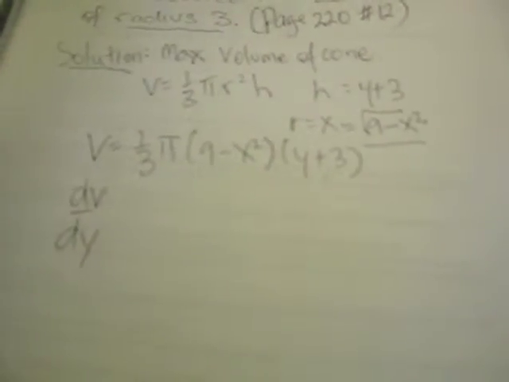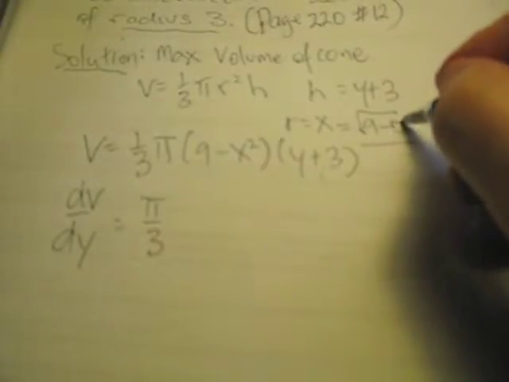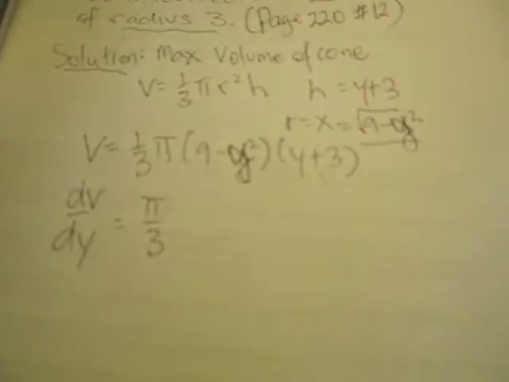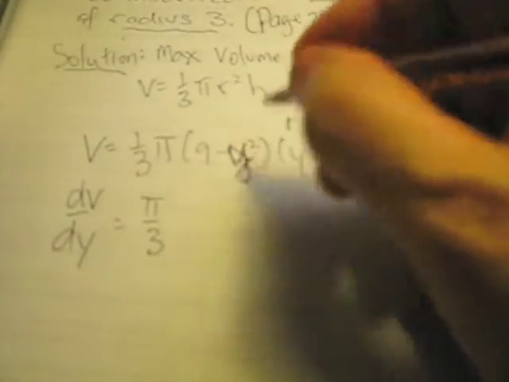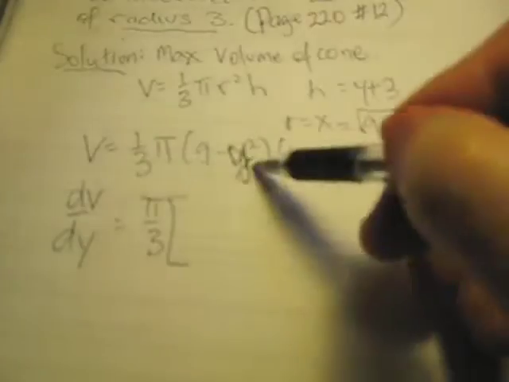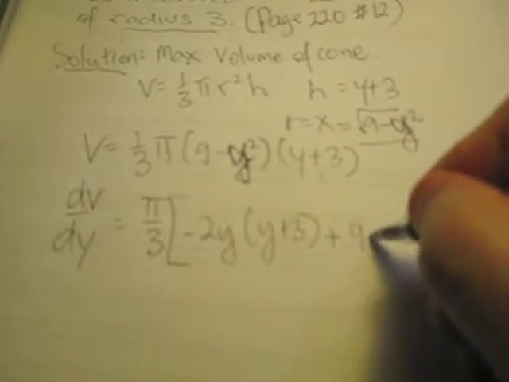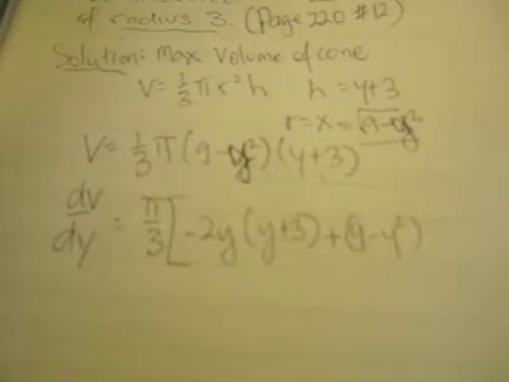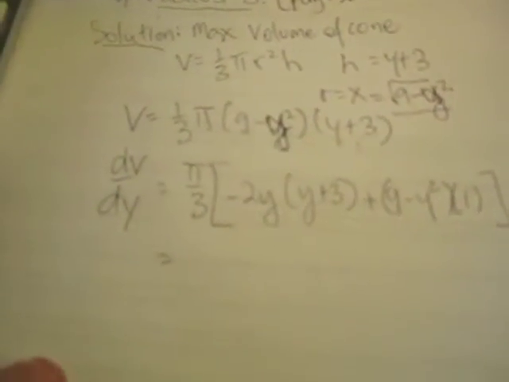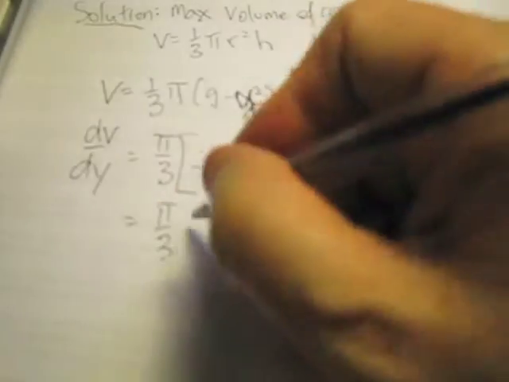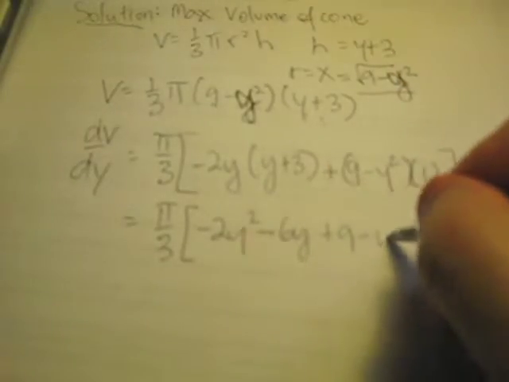So I'm finding the derivative with respect to y, and pi on 3 is a constant. Let me just correct this: that should be a y. We've got this in terms of y, so make sure you make note of that. We had x equal to the square root of 9 minus y squared. Notice here this is going to be a product rule, so the derivative of the first function is negative 2y multiplied by the second function, plus 9 minus y squared times the derivative of y plus 3, which is 1. So I end up with pi on 3, and I'm going to have negative 2y squared minus 6y plus 9 minus y squared.